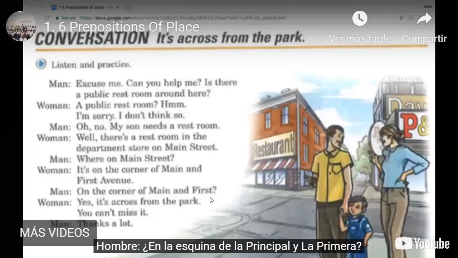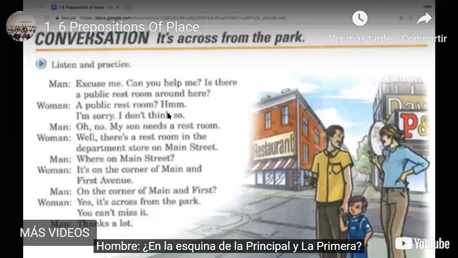Where on Main Street? It's on the corner of Main and First Avenue. On the corner of Main and First Avenue. That means entre la esquina de la calle principal y la primera avenida, right? Okay, now please continue. On the corner of Main and First. Yes, it's across from the park. You can't miss it. Thanks a lot.